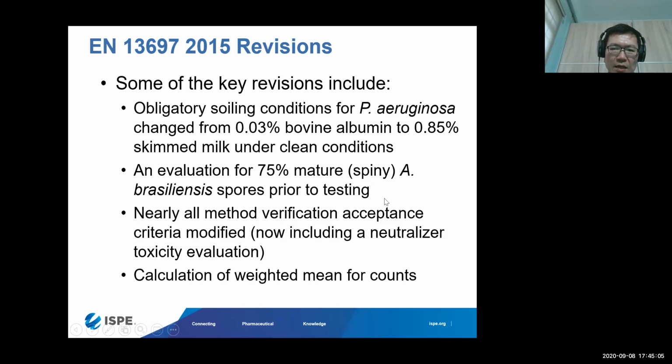So they consider the spiny spores as the worst case. So there's a requirement to verify this before you perform the spore testing. And then the methods verification criteria is modified to include the neutralization toxicity. And lastly is the calculation of the weighted mean of the counts. So these are some of the revisions in 2015. I just got to know that last year they also updated it to remove the skim milk. So there's a latest revision as well on this 13697.